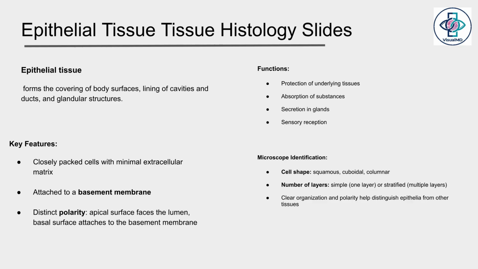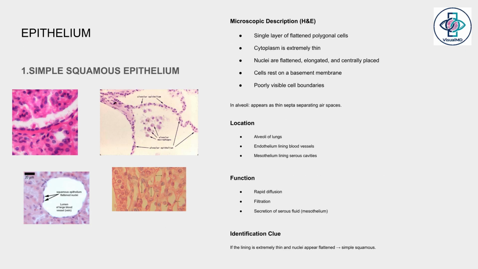Epithelial tissue covers body surfaces and lines cavities. Its functions include protection, absorption, secretion, and sensory reception. Simple squamous epithelium consists of a single layer of flattened cells, enabling rapid diffusion and filtration. Look for extremely thin linings and flattened nuclei.